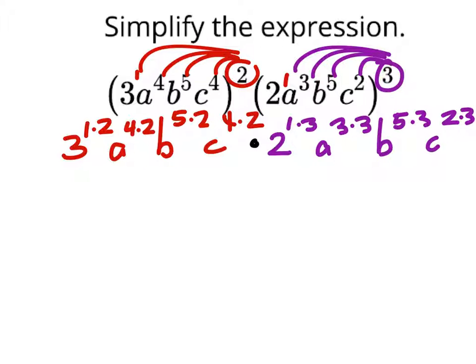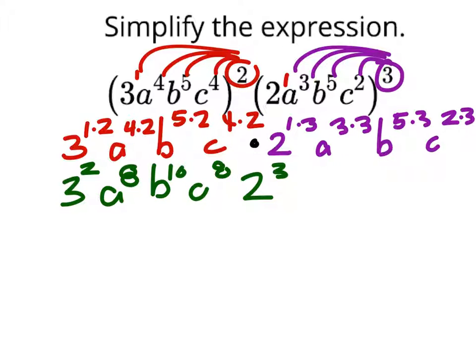It is common for a lot of students to skip this step. Just be careful. As long as we know that the 3 and the 2 bases have exponents of 1 to multiply with those exponents of 2 and 3. So this ends up being 3 to the power of 2, a to the power of 8, b to the power of 10, c to the power of 8, 2 to the power of 3, a to the power of 9, b to the power of 15, and c to the power of 6.